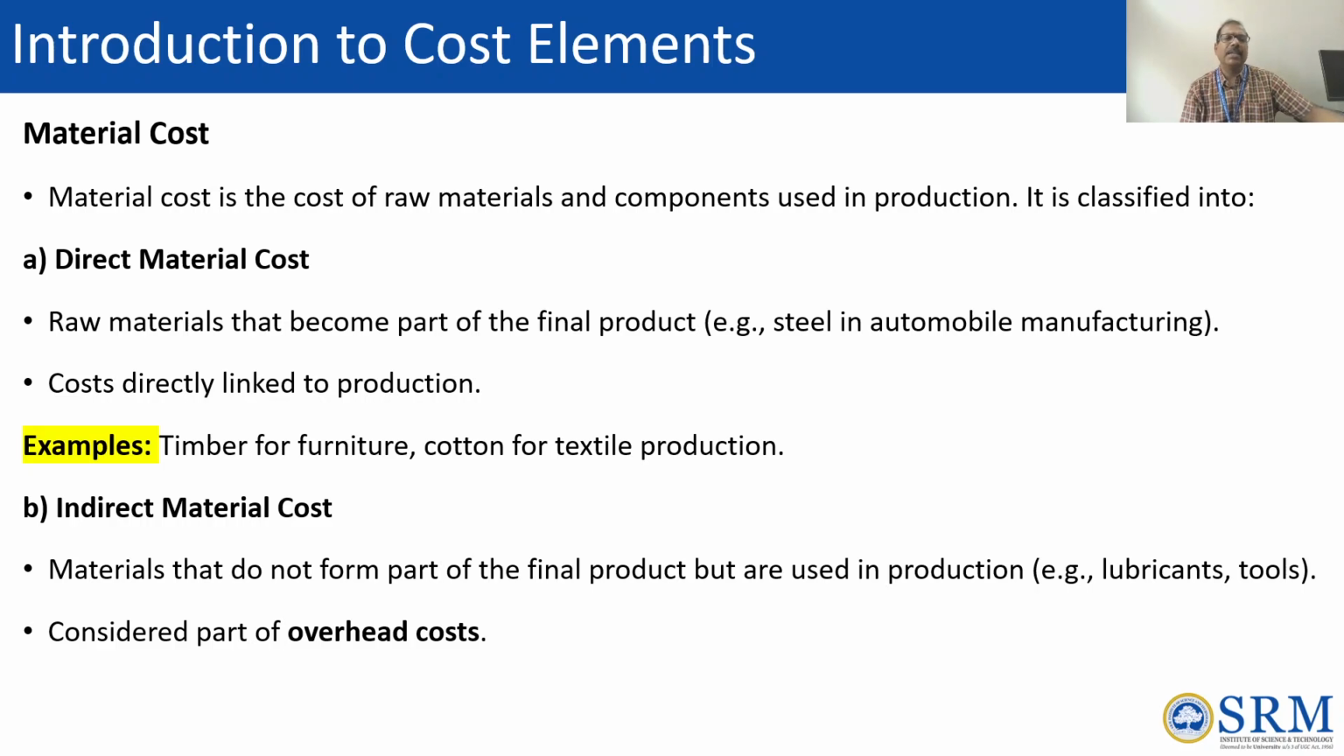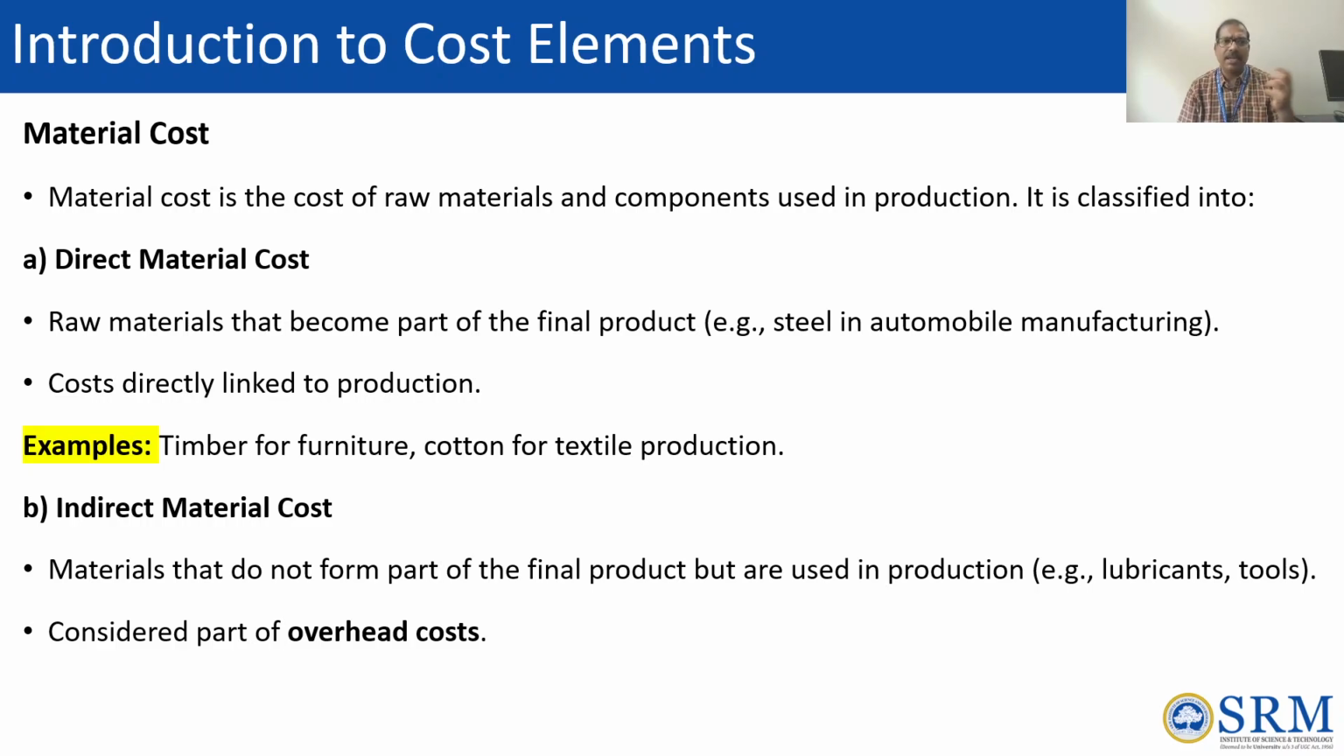And then it can be classified into direct and indirect cost, depending on the place where it is used. Direct material cost is what? A raw material that becomes part of the final product. So that particular material is there on the component at the end, compared to the beginning. An example is steel in automobile manufacturing. Steel will be there in the car.